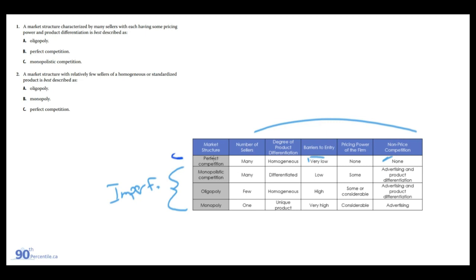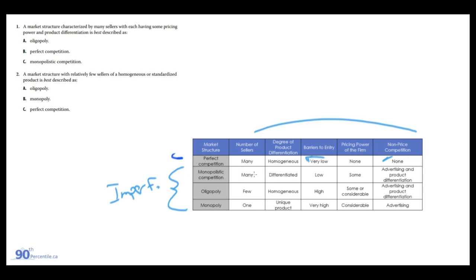An example of perfect competition I like to use is farming. If you think of farmers of corn, the market price is the market price, and corn is corn. It's all pretty much the same thing. So that's probably the closest example I can think of related to perfect competition.